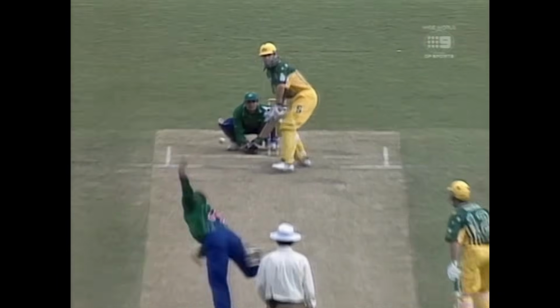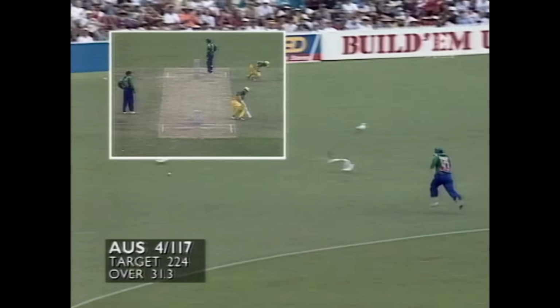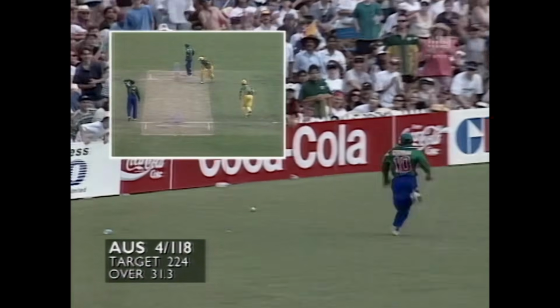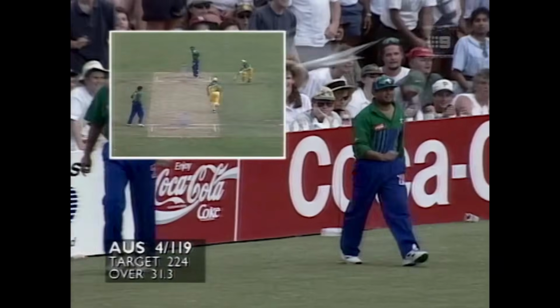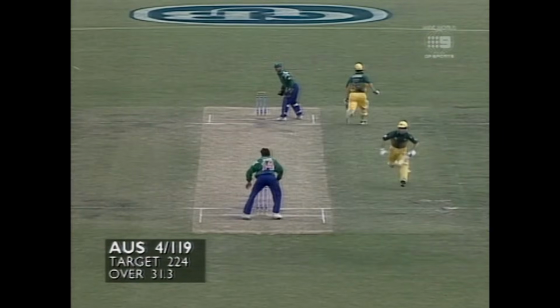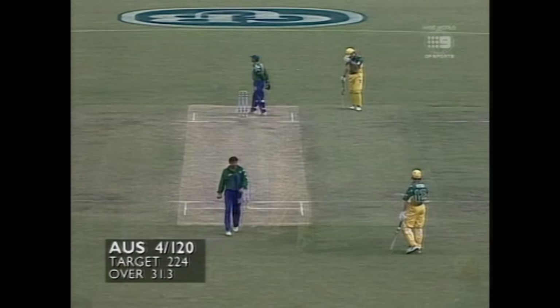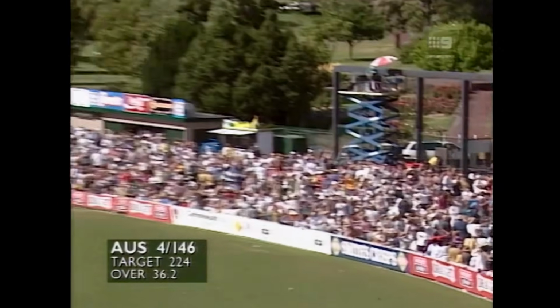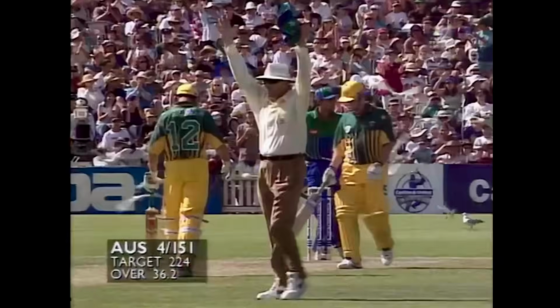Afridi continuing. It's got through them. That'll go almost all the way. Back for the fourth. Easily. That's good running. Steve Waugh likes to do that every now and again, just to let the bowler know he's not going to be dominated. This time, he's put it right out of the ground.